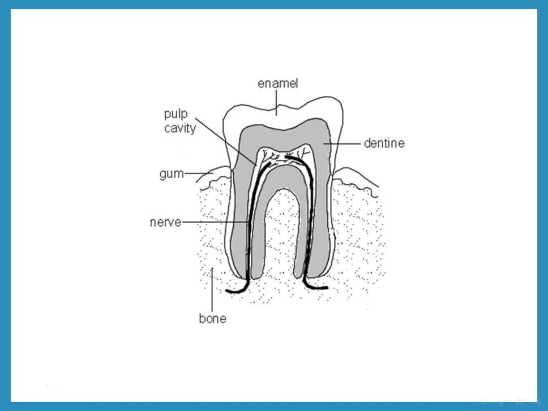Then the inside parts are dentine and pulp cavity, and in the pulp cavity we have nerves. So if your enamel were to get a hole in it, if the hole goes in through the dentine and to the pulp cavity, then you'll start to feel pain or toothache once the hole reaches the nerves. Otherwise, for a healthy tooth, this is the part of your tooth.